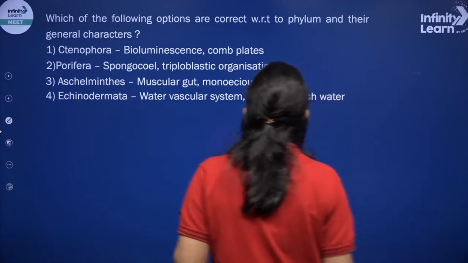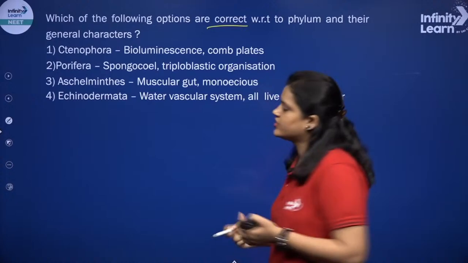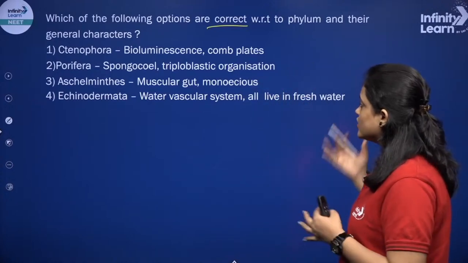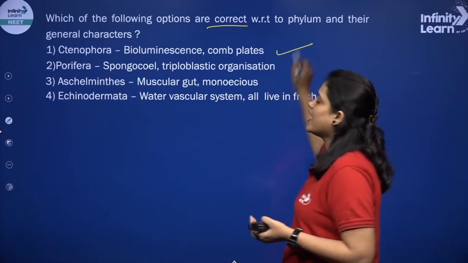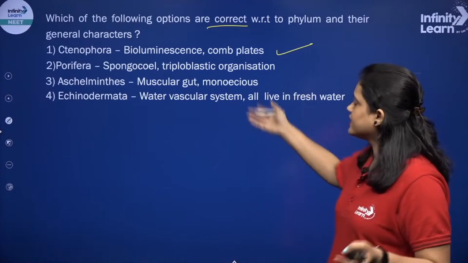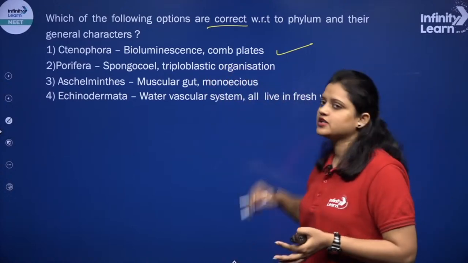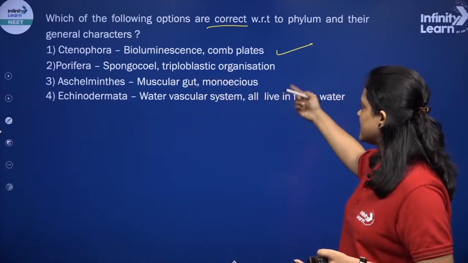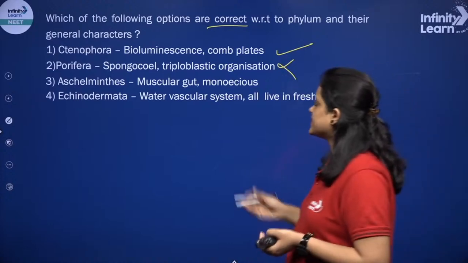Which of the following options are correct with respect to the phylum and their general characteristics? Ctenophora, bioluminescence and comb plates. Yes, Ctenophora are sea walnuts. They are bioluminescent, they emit light. And yes, they have 8 comb plates. Porifera have spongocoel, triploblastic organism? No, these are diploblastic organism.